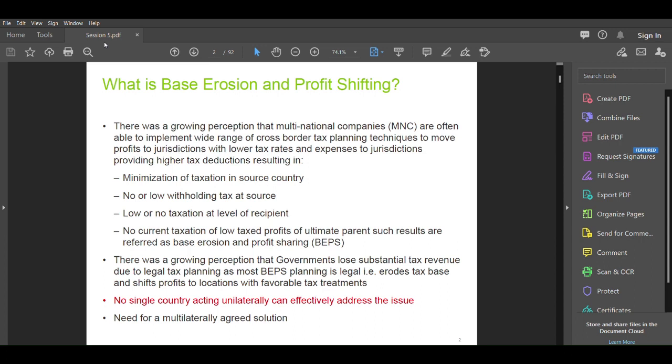Our topic is on base erosion and profit shifting, which we commonly call BEPS. So we are going to just see an overview today, and you will be seeing it in detail in the upcoming classes, upcoming sessions. So can anyone say what is base erosion and profit shifting?